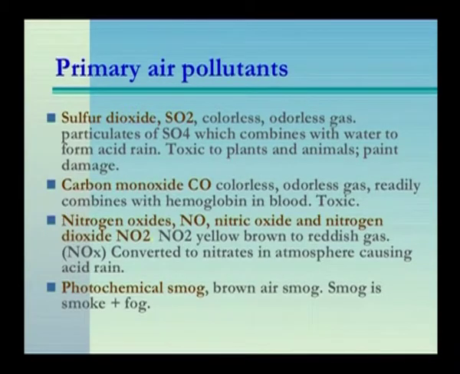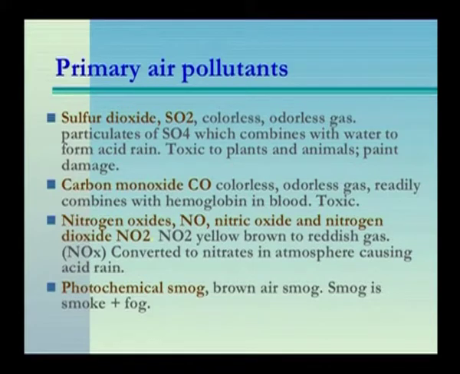Primary air pollutants: sulfur dioxide or SO2, a colorless, odorless gas. Particulates of SO4 combine with water to form acid rain. It's toxic to plants and animals and it causes severe damage. Carbon monoxide is also a colorless, odorless gas, readily combines with the hemoglobin in blood, extremely toxic again. Nitrogen oxide, NO nitric oxide, nitrogen dioxide or NO2, is a yellow brown to reddish gas converted to nitrates in the atmosphere, causing acid rain.